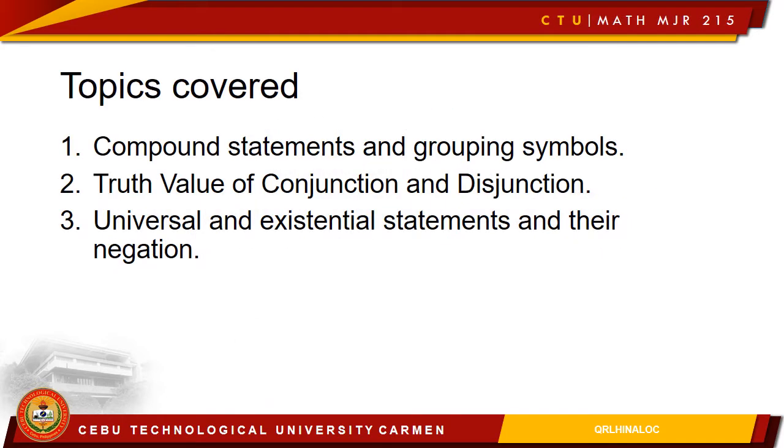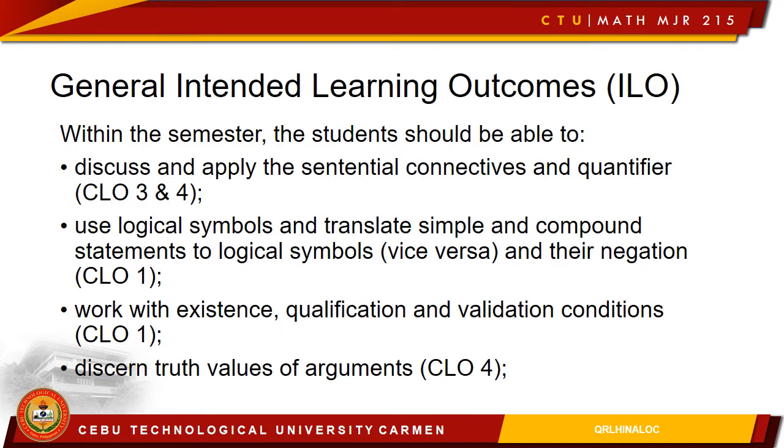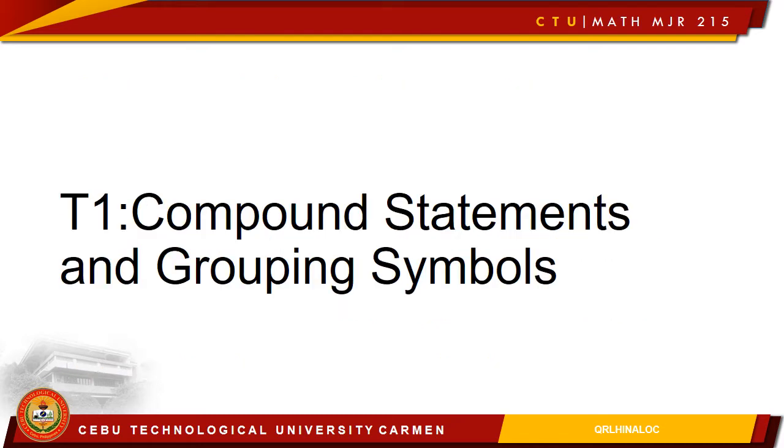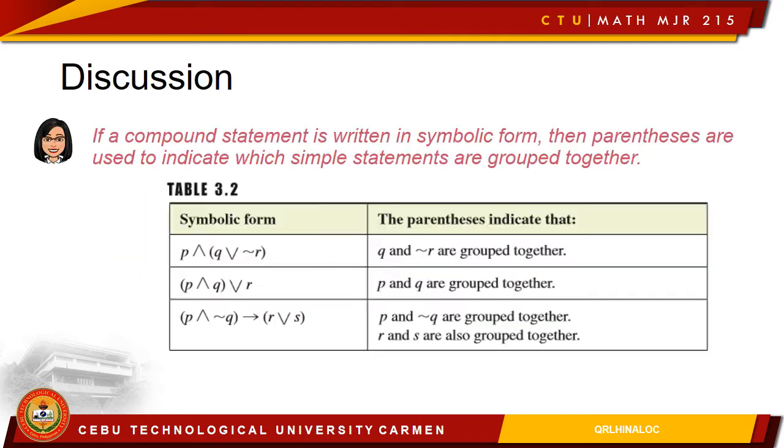So these are the topics covered. First, compound statements and grouping symbols. Second, truth value of conjunction and disjunction. And the third one is universal and existential statements and their negation. These are the general intended learning outcomes. For our first topic, we have compound statements and grouping symbols.